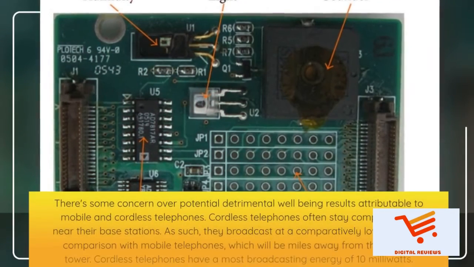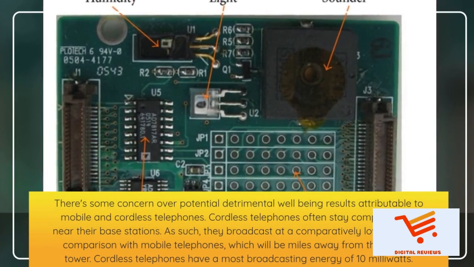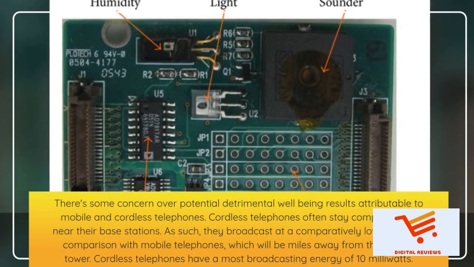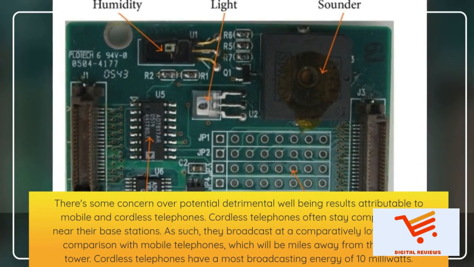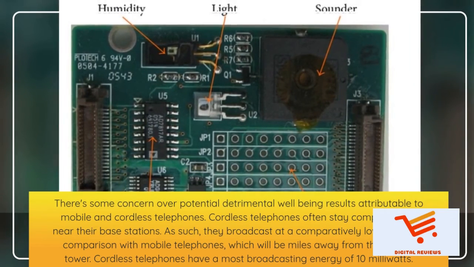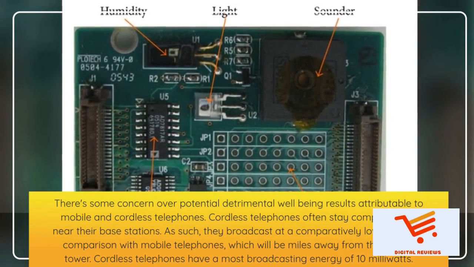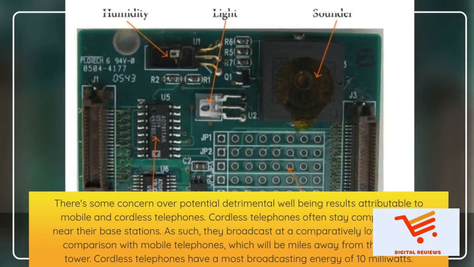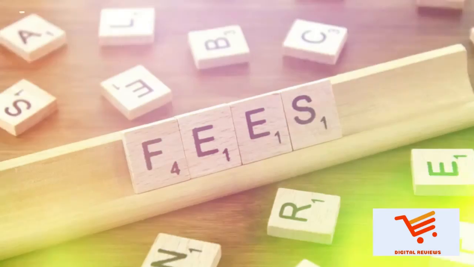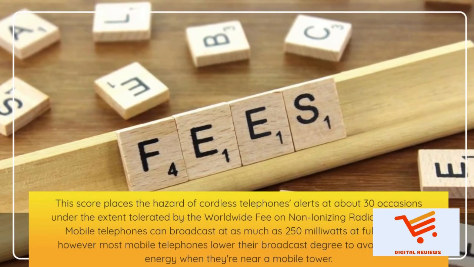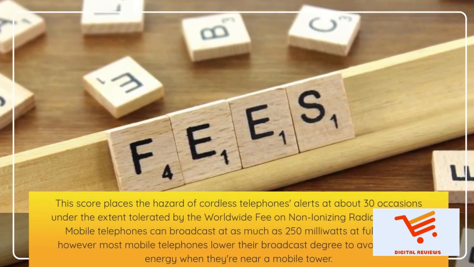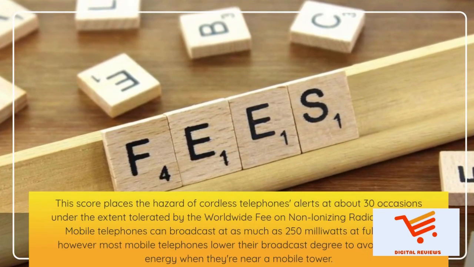There is some concern over potential negative health effects caused by cellular and cordless phones. Cordless phones usually stay relatively close to their base stations. As such, they broadcast at a relatively low power compared to cellular phones, which can be miles away from the closest tower. Cordless phones have a maximum broadcasting power of 10 milliwatts. This rating puts the hazard of cordless phone signals at about 30 times below the level tolerated by the international commission on non-ionizing radiation protection.